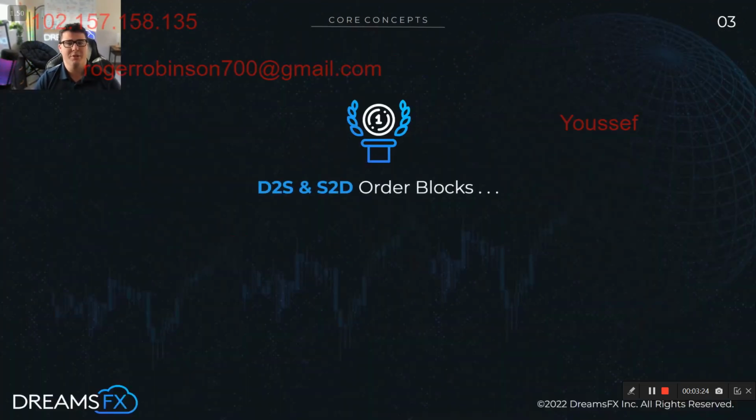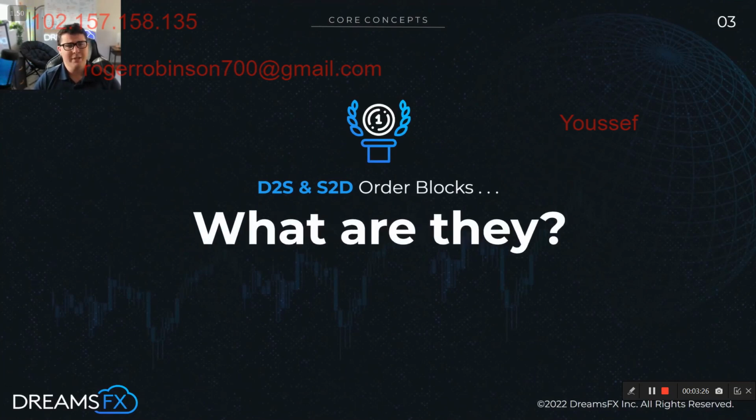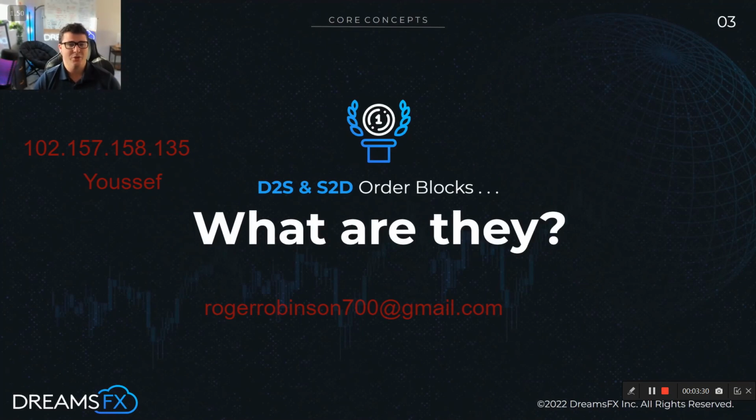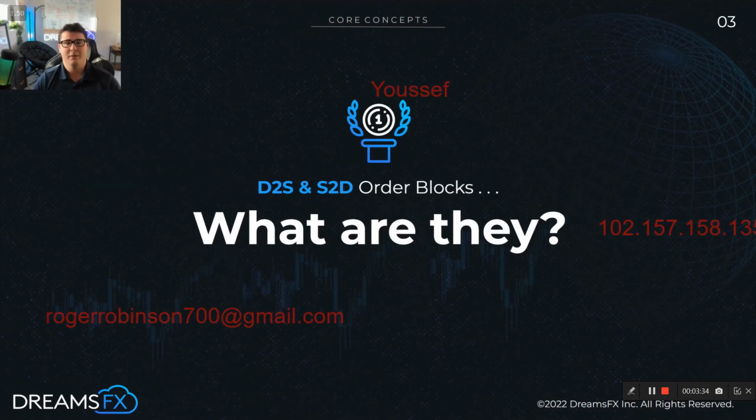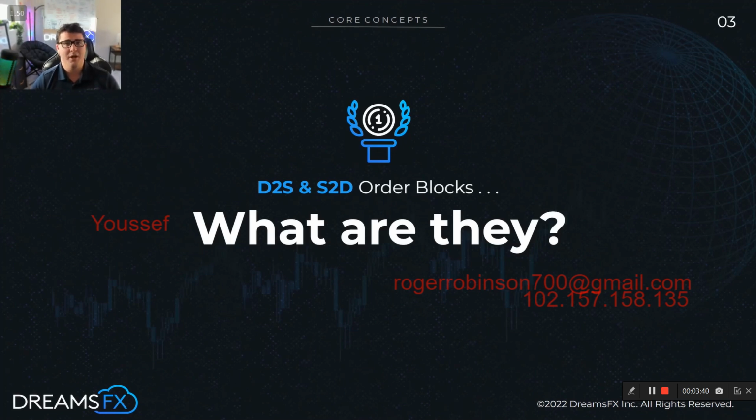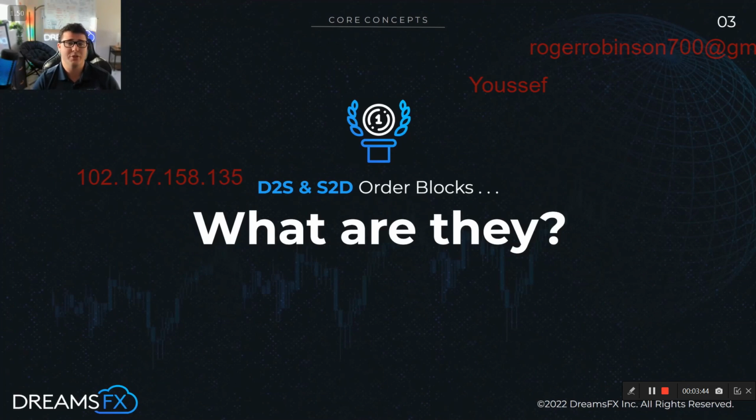So, D2S and S2D order blocks. What exactly are they? D2S and S2D decisionals refer to demand to supply and supply to demand order blocks. They're specifically the last area that was in a trending phase, that last order block that failed to continue structure and caused price to have a small pullback and then break that structure and continue to reverse the trend in the opposite direction.